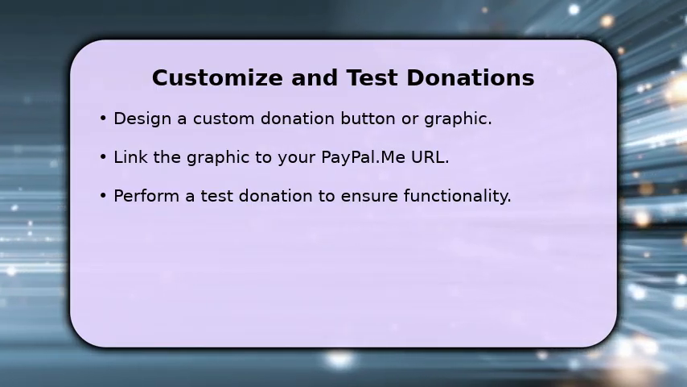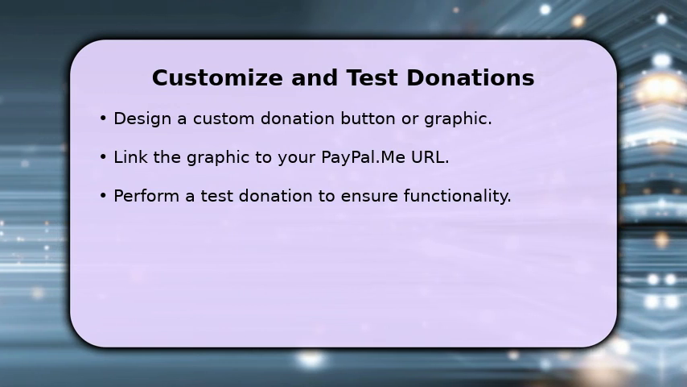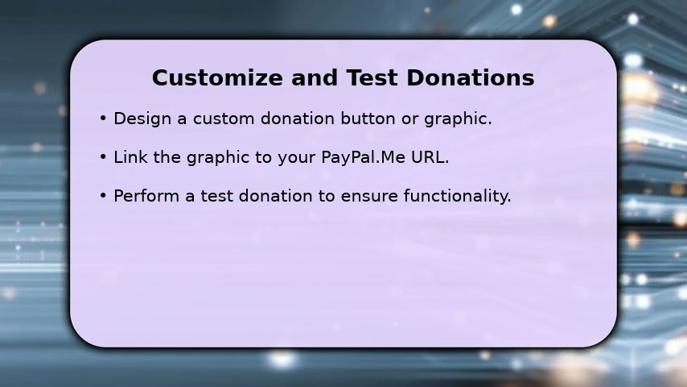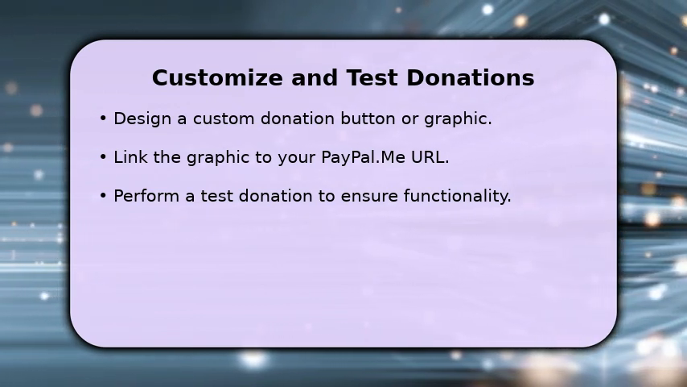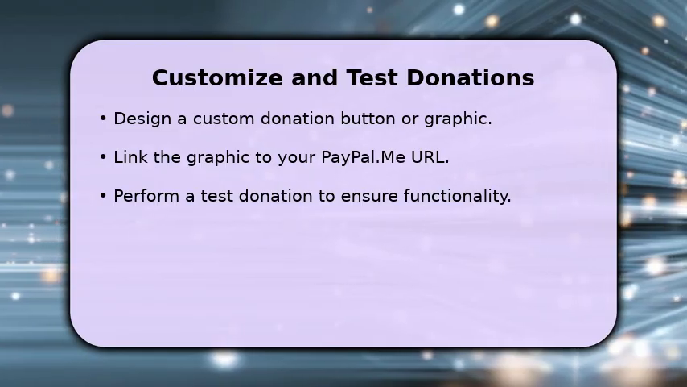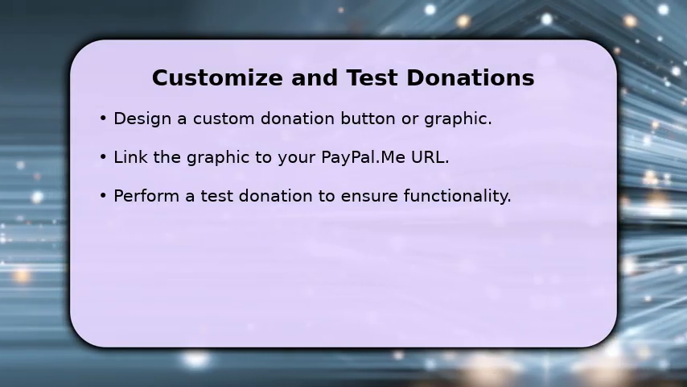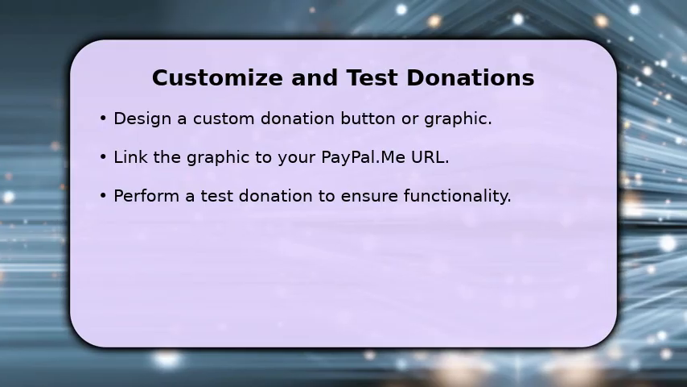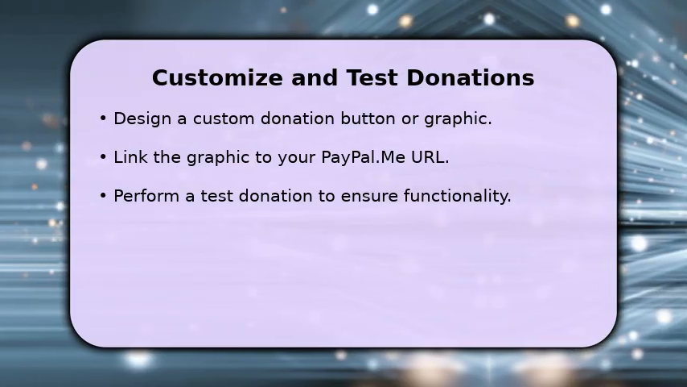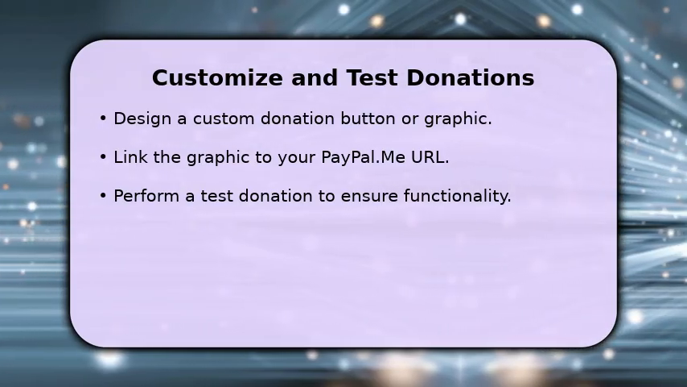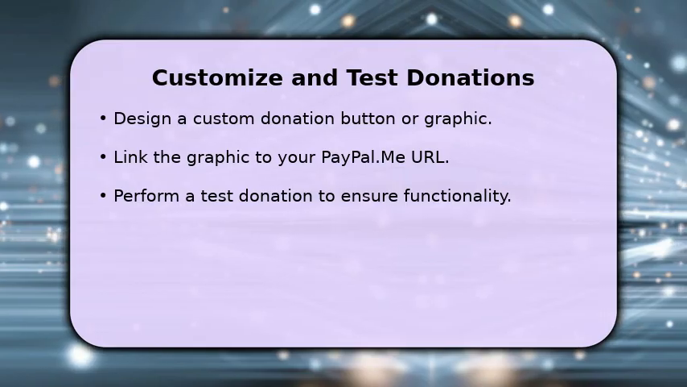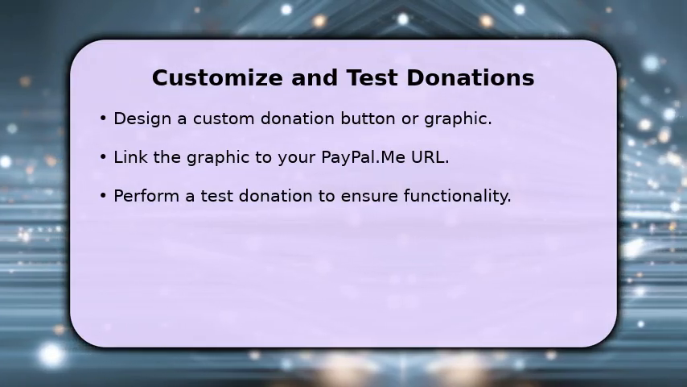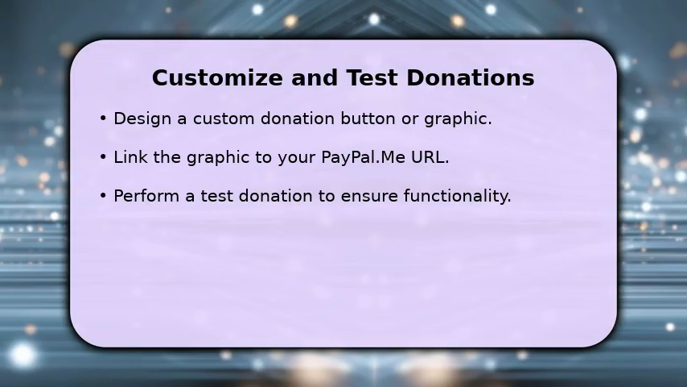To make your donation option even more appealing, consider customizing it. You can create a visually engaging donation button or graphic in an image editor, then add it to OBS as an image source. Link this image to your PayPal.me URL. Most importantly, always perform a small test donation yourself to ensure everything is working perfectly. Once confirmed, clearly communicate to your audience how they can support you, perhaps with a call to action on your stream.